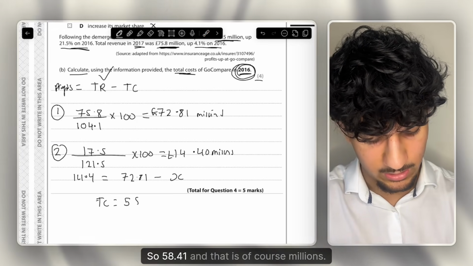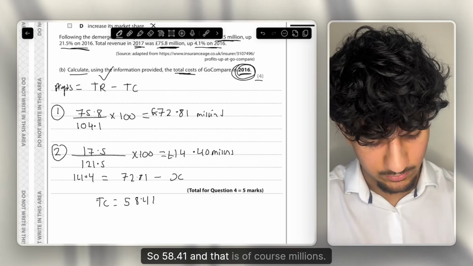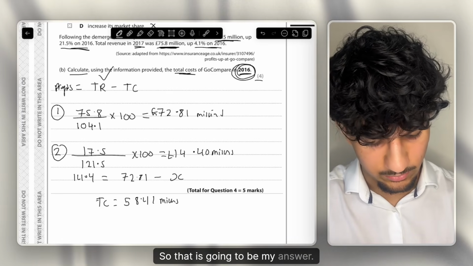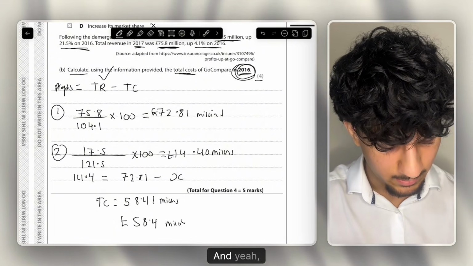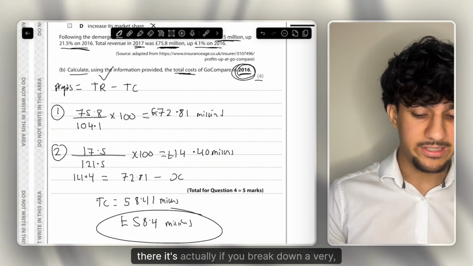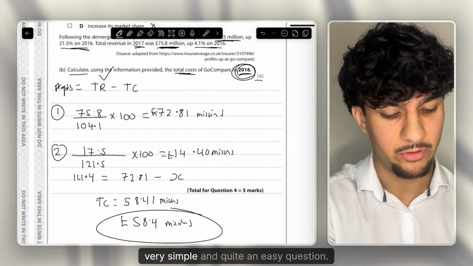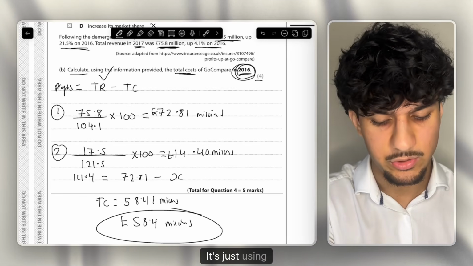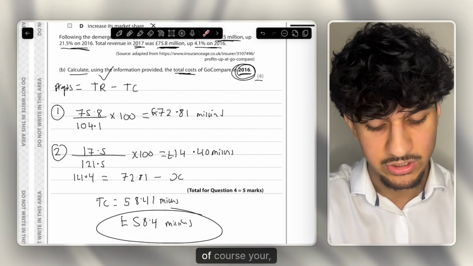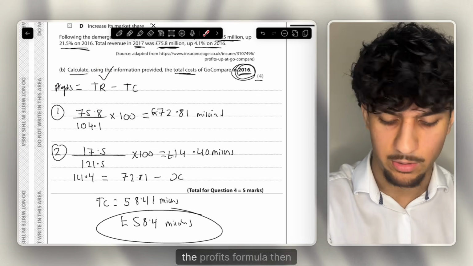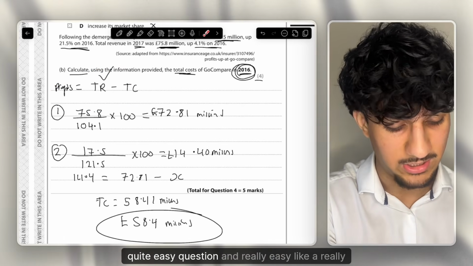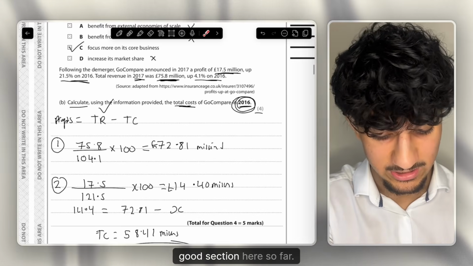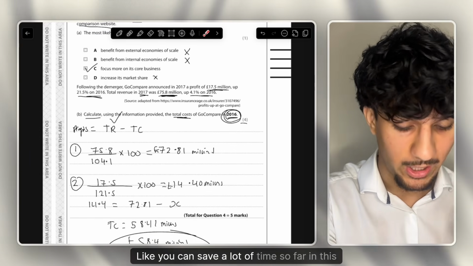So 58.41, and that is of course millions, so that is going to be my answer. So 58.4, put that in millions, and yeah, that is how to get 4 marks there. If you break it down, it's actually a very, very simple and quite an easy question. It's just using a few different parts of the specs: your knowledge of the profits formula, then basically a few percentage changes. But yeah, quite an easy question and a really good section so far. You can save a lot of time in this section here.